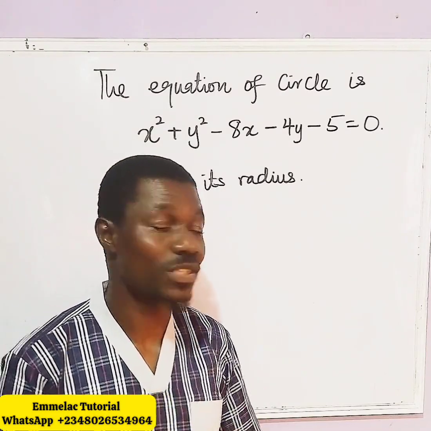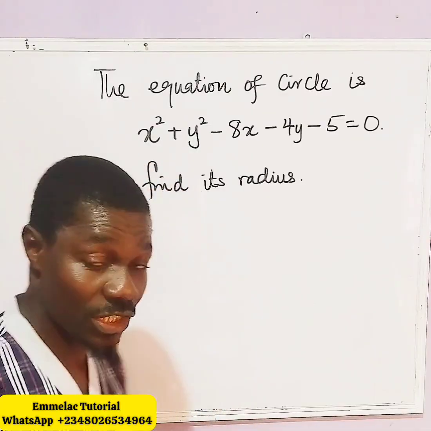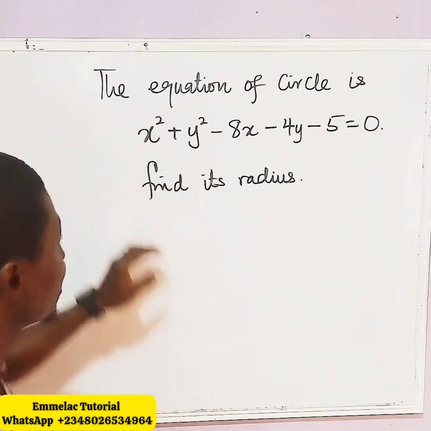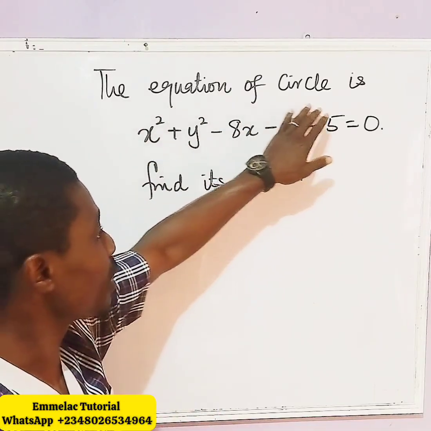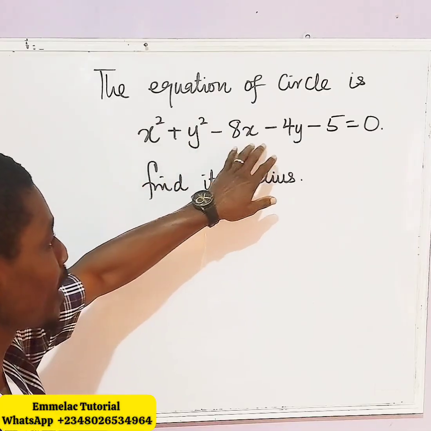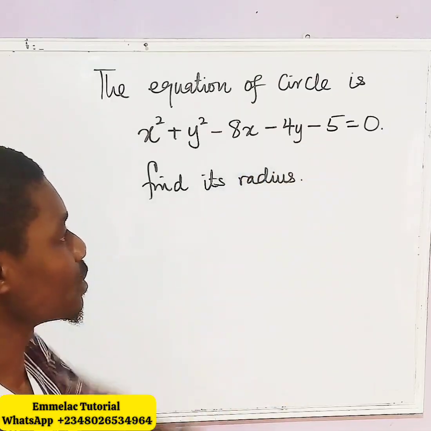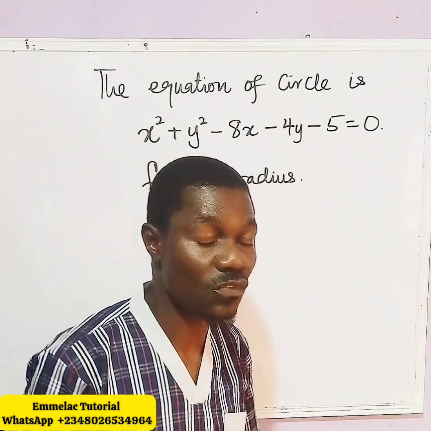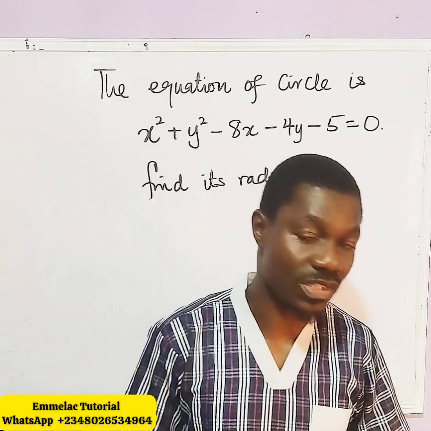Now let us look at this question in conic section for the maths. It shows that the equation of a circle is x squared plus y squared minus 8x minus 4y minus 5 equals 0, and we are told to find the radius of the circle.